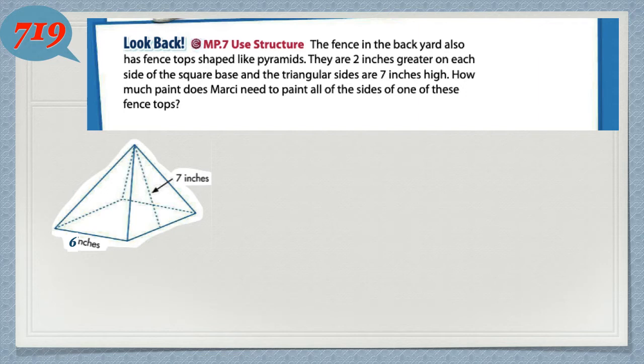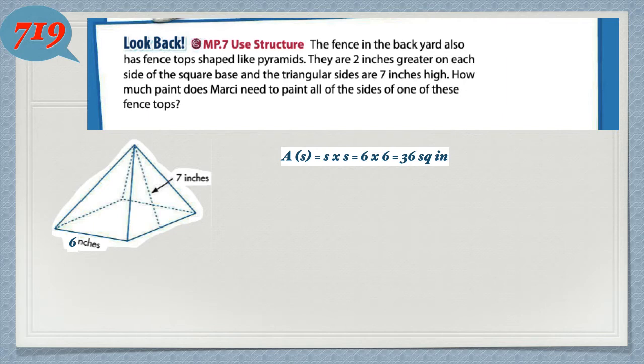Okay, so first step, to find the surface area of this pyramid, let us first find the area of its base. Its base is a square, so the area of a square is equal to side multiplied by side, which is equal to 6 times 6, that is 36 square inches. So meaning the square base has an area of 36 square inches. Okay, what about the triangular faces?